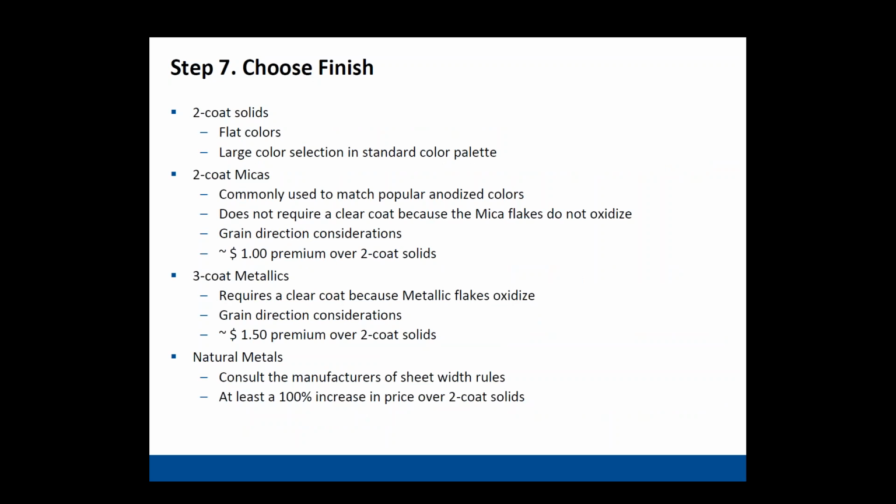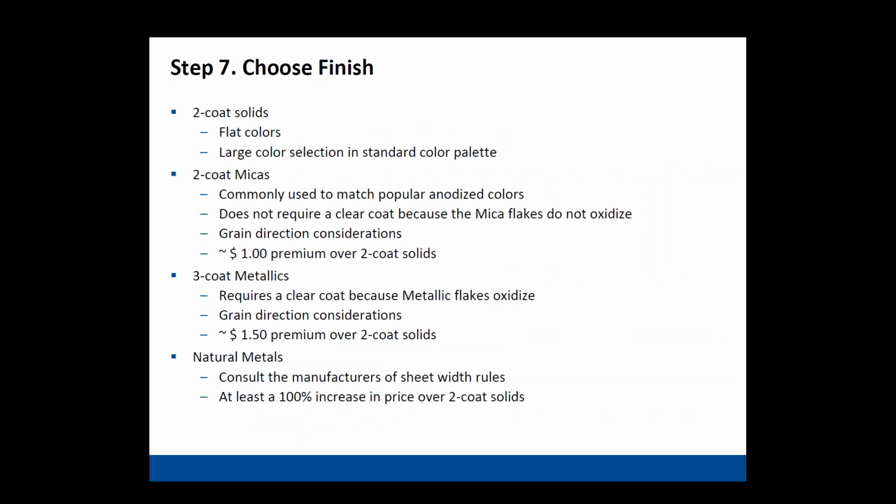Choose a finish. There are multiple finishes available. A 2-coat solid, your whites, your browns, your grays, a large color selection in the standard color palette. 2-coat micas, commonly used to match popular anodized colors. The micas do not require a clear coat because the mica flakes do not oxidize, whereas in a metallic finish you have to have the clear coat because the metallic flakes will oxidize.